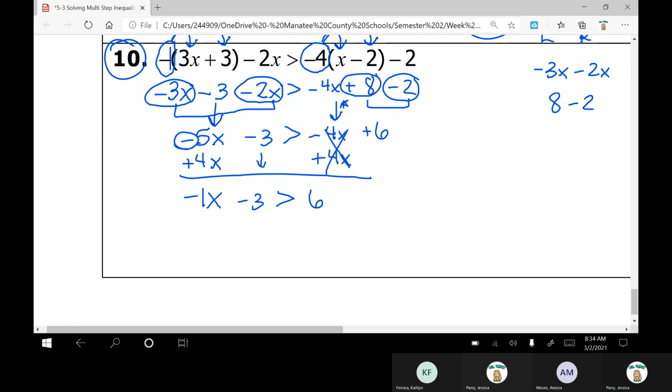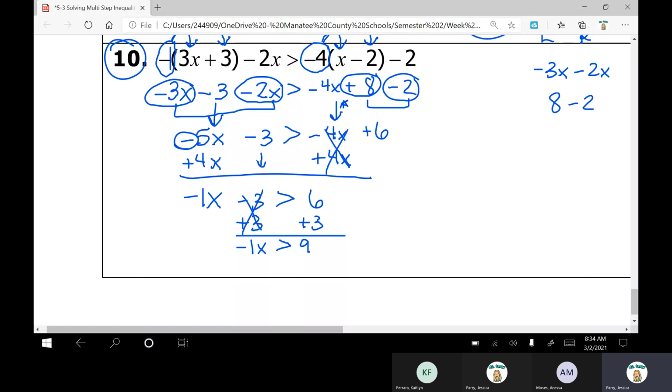Next is adding or subtracting. We're going to get rid of that 3. Right now it says minus 3, so let's do the opposite. Add 3 to both sides. So this cancels out. Bring down the negative 1x, an equality sign, and then we've got a 6 plus 3 is 9.